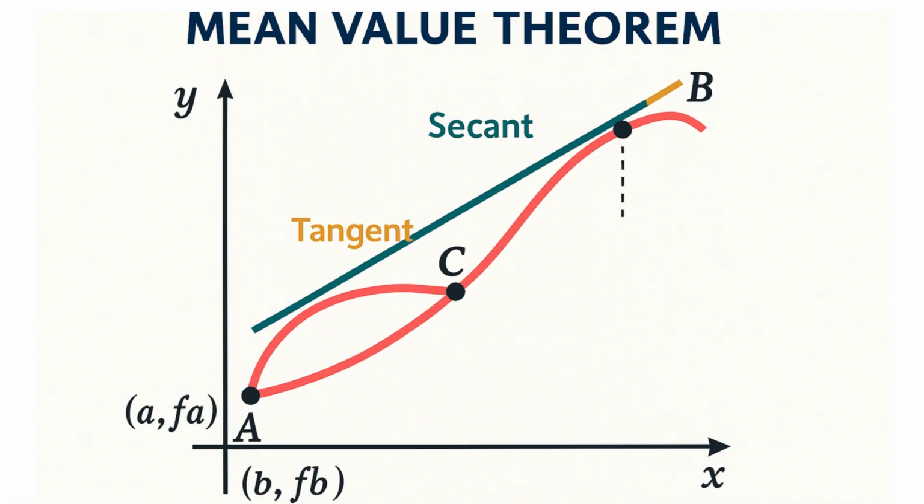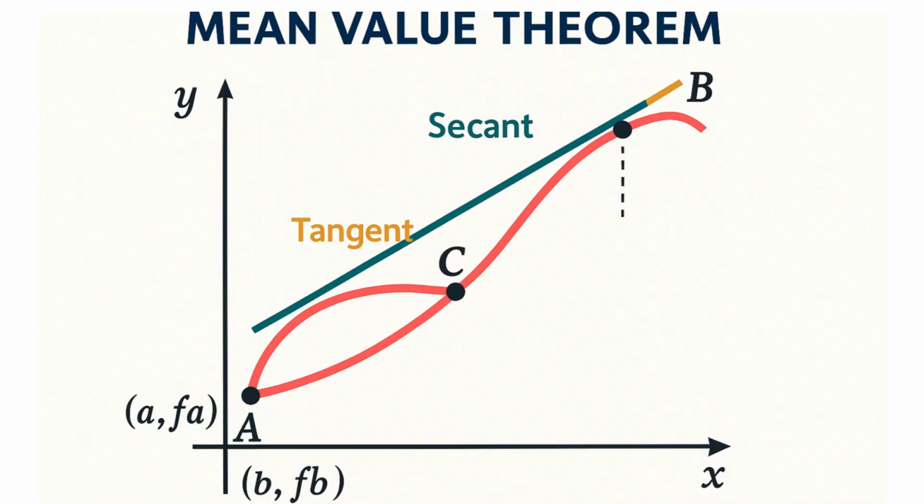The mean value theorem is one of those elegant results in calculus that connects the average behavior of a function with its behavior at a single, specific point. It tells us that no matter how a curve twists or turns, as long as it's continuous and smooth, there is always at least one point where the slope of the tangent line matches the slope of the overall secant line, in other words, where the instantaneous rate of change equals the average rate of change.